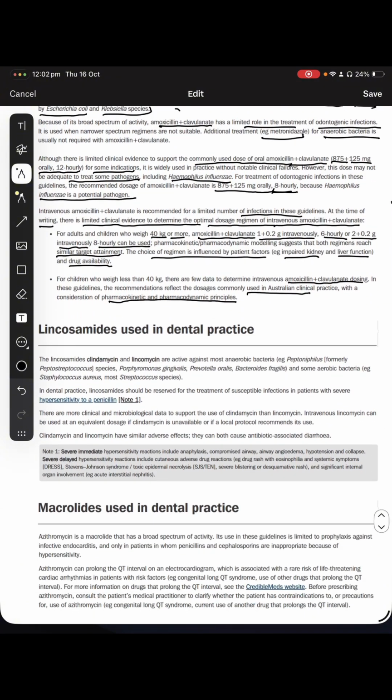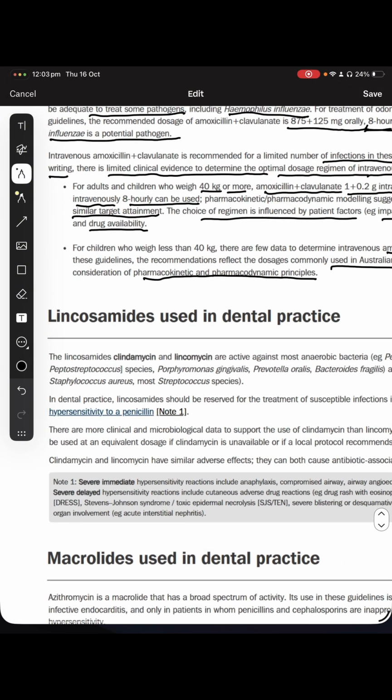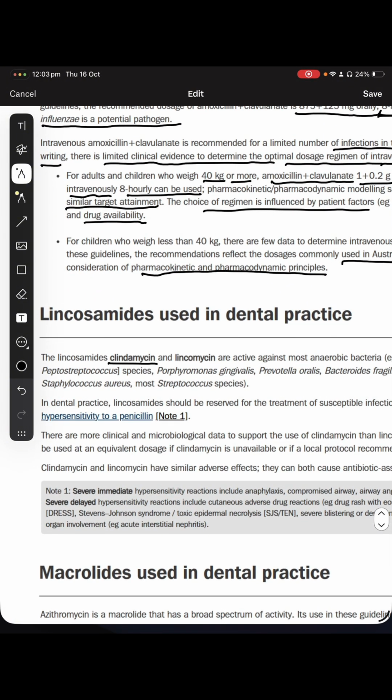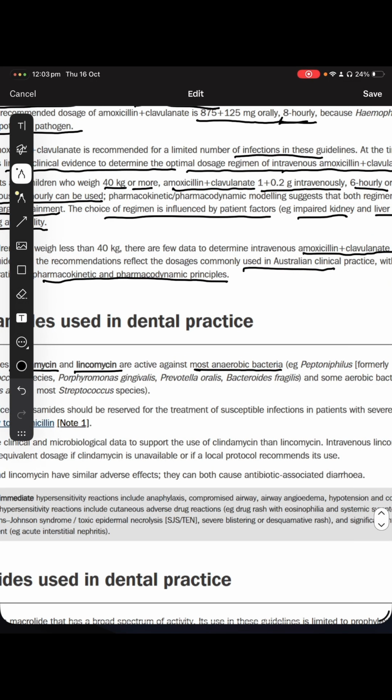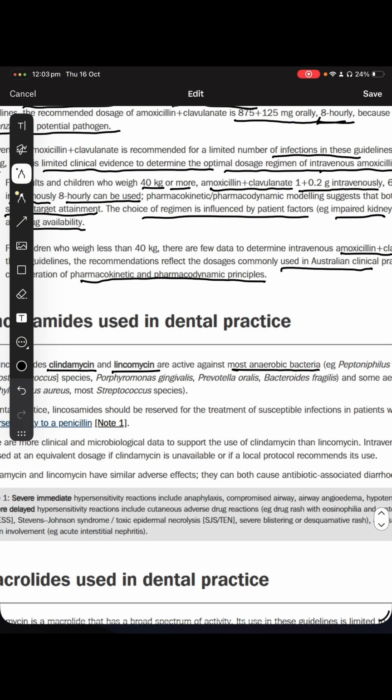Lincosamides used in dental practice. Now, the lincosamides, which are clindamycin and lincomycin, are active against most anaerobic bacteria. One thing I want to mention here is clindamycin is usually given orally and lincomycin is IV.